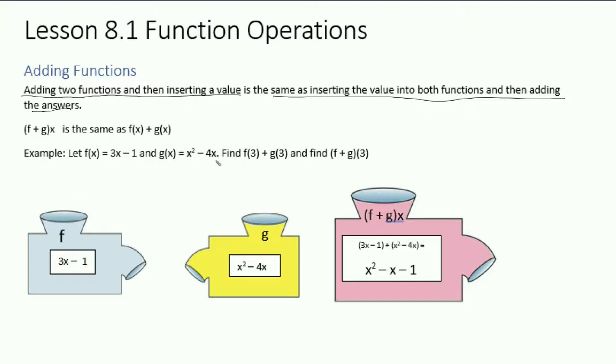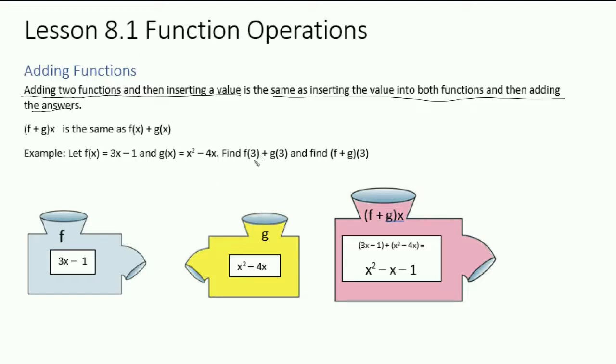g of x is x squared minus 4x, so if I put a 2 in here, it would be 2 squared, which is 4, minus 4 times 2, which is 8, so 4 minus 8, out would come a negative 4. So that's the idea of these function machines. They perform something to whatever number is dropped in there.